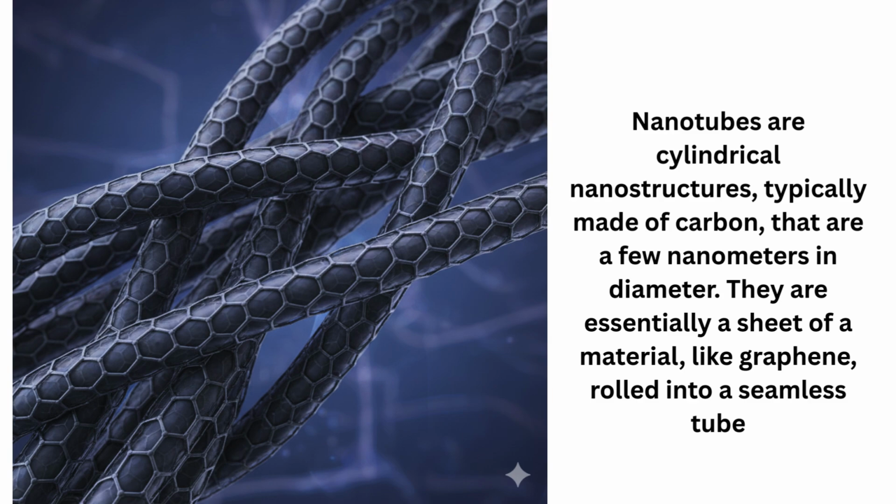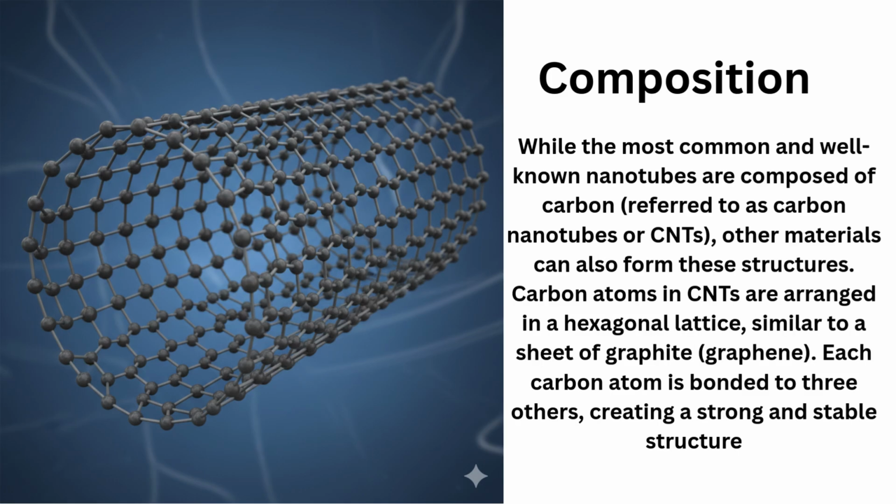Nanotubes are cylindrical nanostructures, typically made of carbon, that are a few nanometers in diameter. They are essentially a sheet of a material, like graphene, rolled into a seamless tube. This unique structure gives them remarkable mechanical, electrical, and thermal properties.